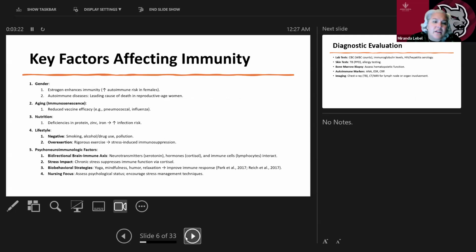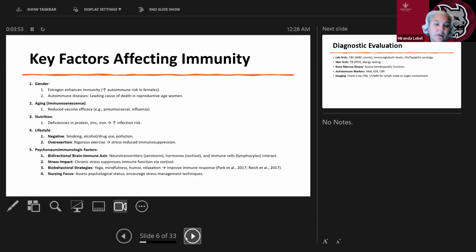So, key factors affecting immunity are going to be gender. Estrogen enhances immunity, which means that we have an autoimmune risk in females, and autoimmune diseases are the leading cause of death in reproductive-age women. And then aging, so we have reduced vaccine efficacy. Nutrition, so if we have deficiencies in protein, zinc, or iron, we have an increased infection risk. What's our lifestyle like?